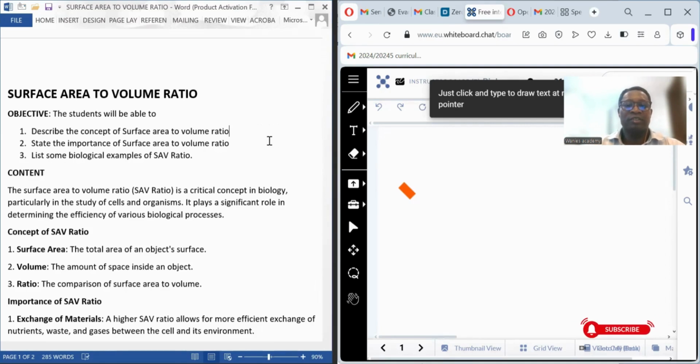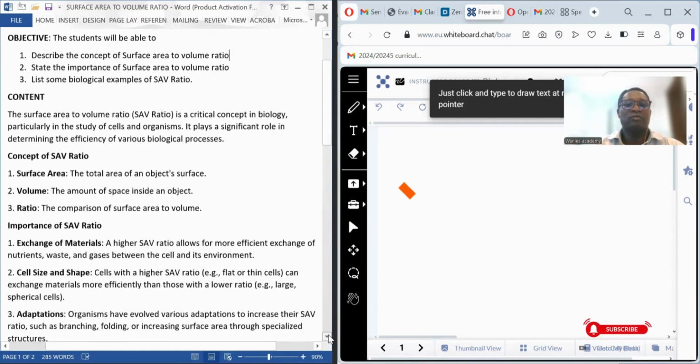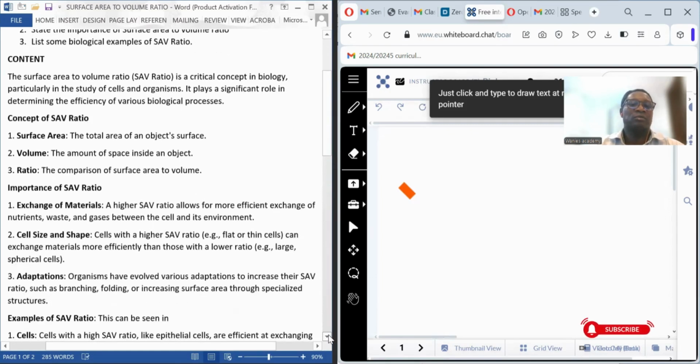So a small surface area will lead to movement of little particles. So it is very essential that the surfaces of organisms allow for the easy movement of materials in and out of the cell. So it's a determining factor to the efficiency of various biological processes.